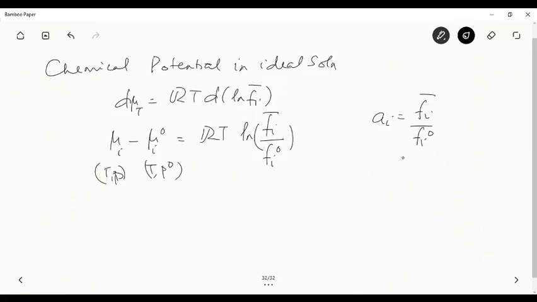Now, look at this expression, then I'll be able to write mu i is equal to mu i naught plus RT log of ai. So this is your general expression. And because this mu i naught is for a pure substance, I can actually also write it as Gi naught plus RT log of ai. So mu i is the chemical potential of the constituent as it exists in the mixture at temperature T, pressure P and the given composition, and that is equal to mu i naught, the chemical potential of the pure substance at temperature T and pressure P naught, plus RT log ai, where ai is the activity defined as this. So this ai is called the activity.